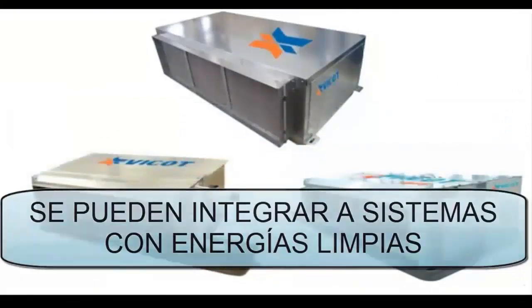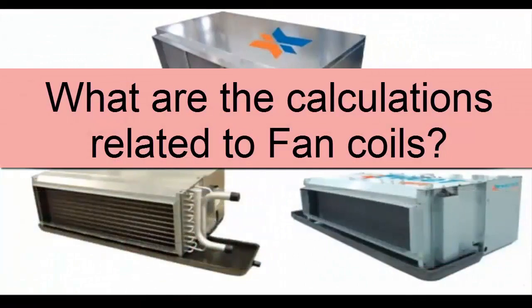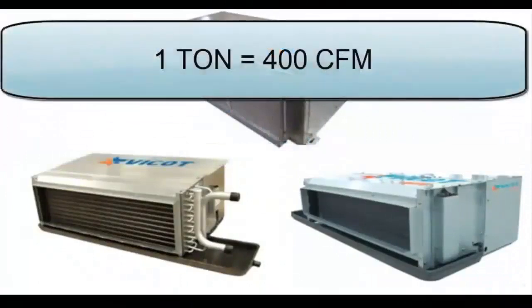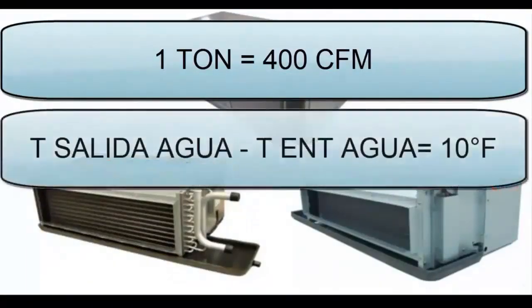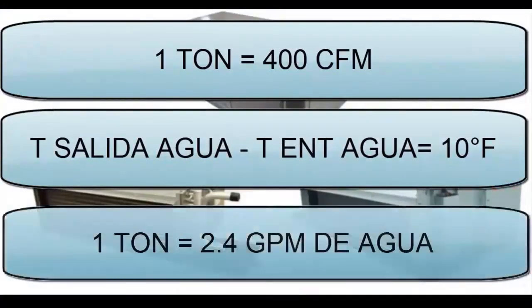What are the calculations associated with a fan coil or fan convector? In general, the conditions that we must know are: A. For every ton of cooling, the fan coil must handle an airflow close to 400 cubic feet of air. B. The difference in water temperature between the inlet and the outlet is 10 degrees Fahrenheit or 5 degrees Celsius circa. For each refrigeration ton that the fan coil is handling, a flow rate close to 2.4 gallons per minute of water must circulate.